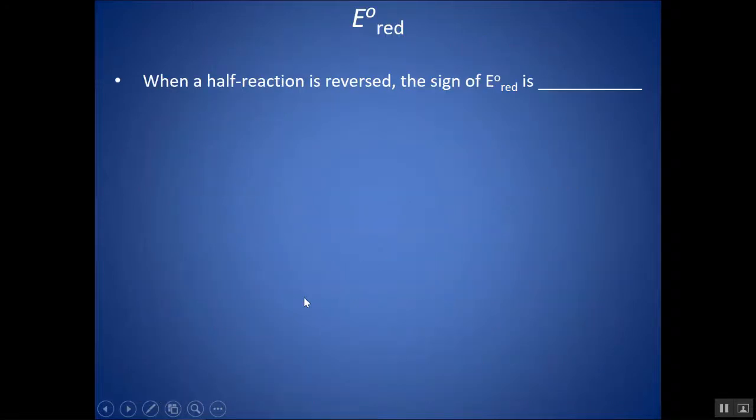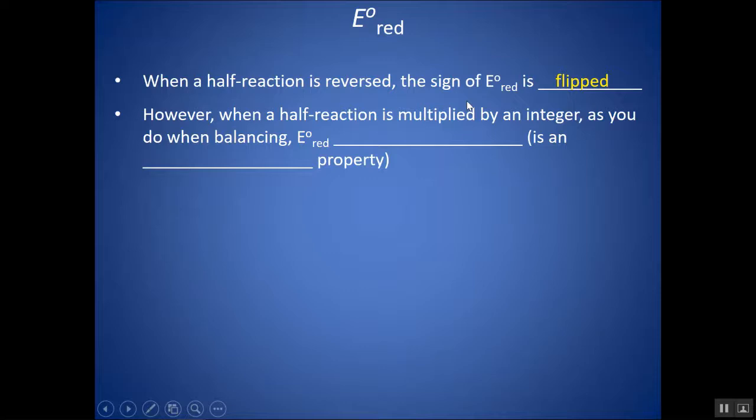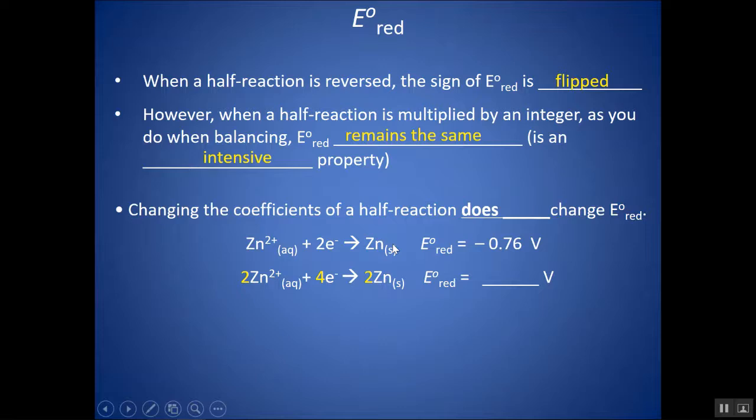Okay, and just as a heads up, when a half reaction is reversed, we said we would flip the sign of the reduction potential. However, if you are taking the half reaction and multiplying by an integer, which is what you do when you're balancing by the method of half reactions, the reduction potential remains the same. It's an intensive property, meaning like if you have the density of something and you take double the amount, the density doesn't double, the density stays the same. So it doesn't matter what you multiply by. Changing the coefficients of a half reaction does not change the reduction potential.